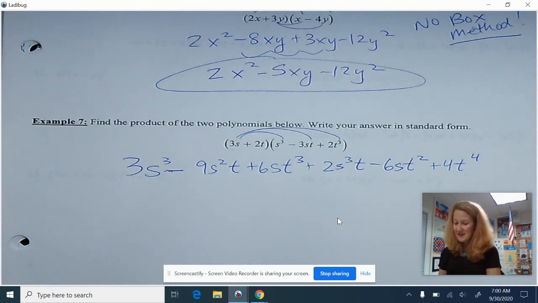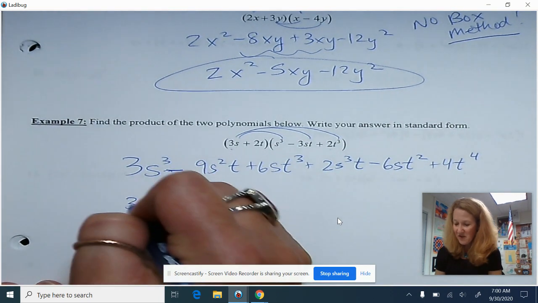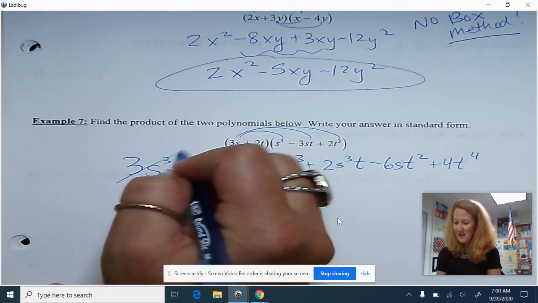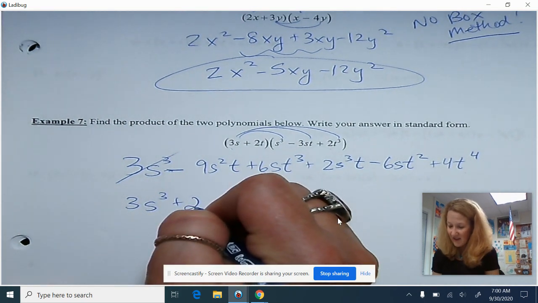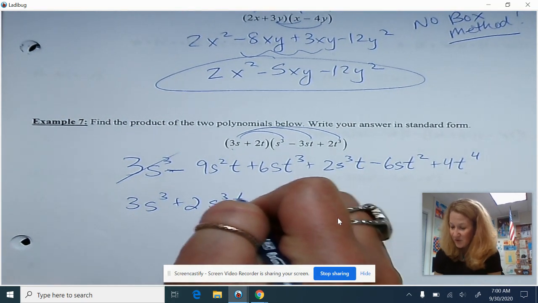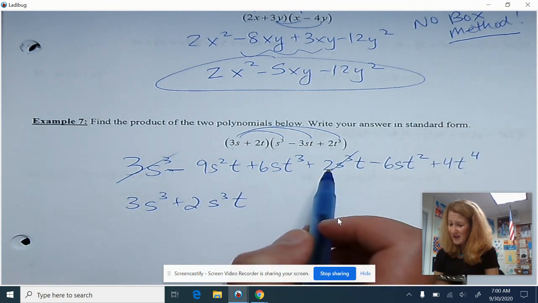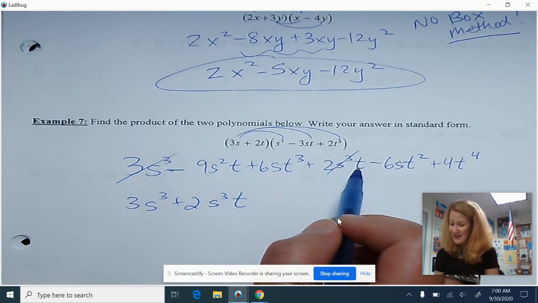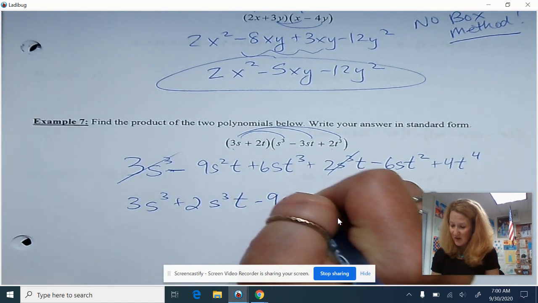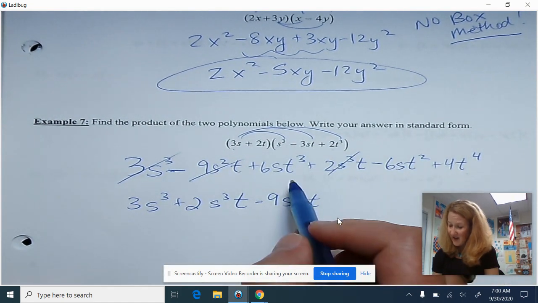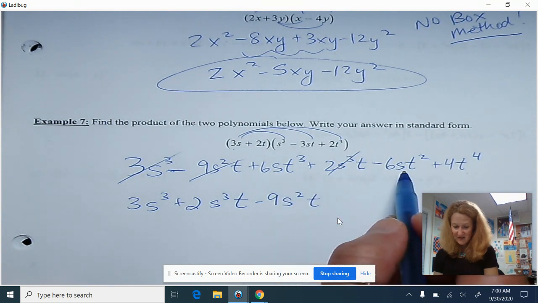In this case, there's not a constant, but I'm going to start here with just the 3s to the third because this one has no t, and I'm going to cross them off as they go. Otherwise, I think it'll be really easy to lose a term. All right, so here is s to the third, then t. Here's s squared, then t. So I have 2s squared t. Then I have s t cubed and s t squared.